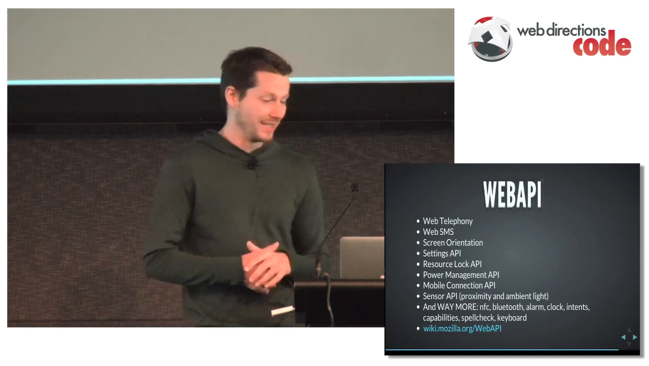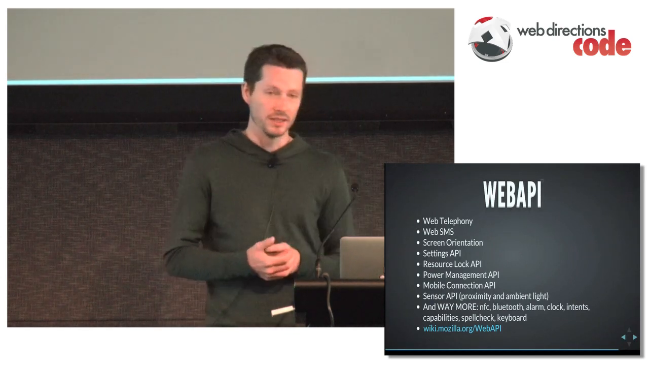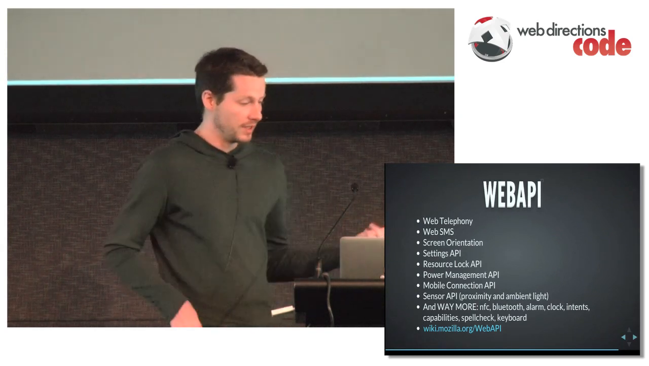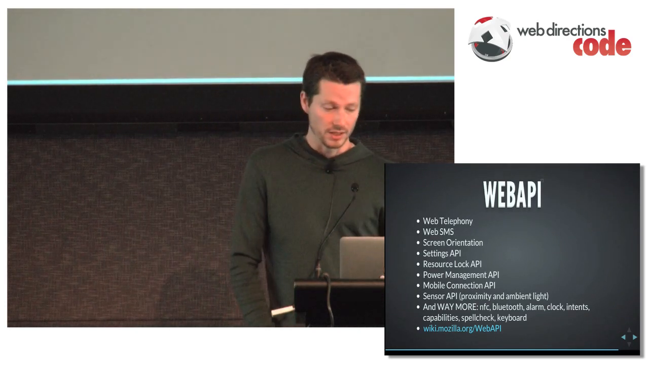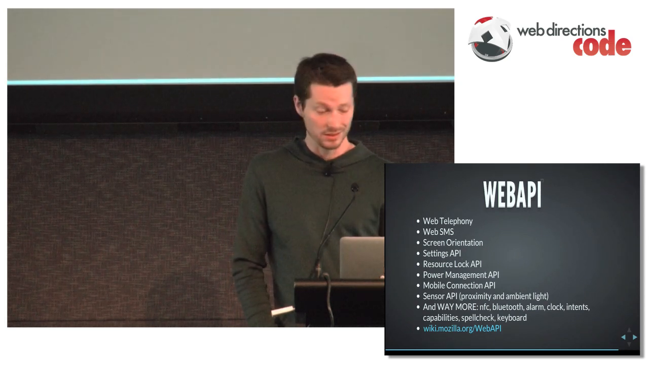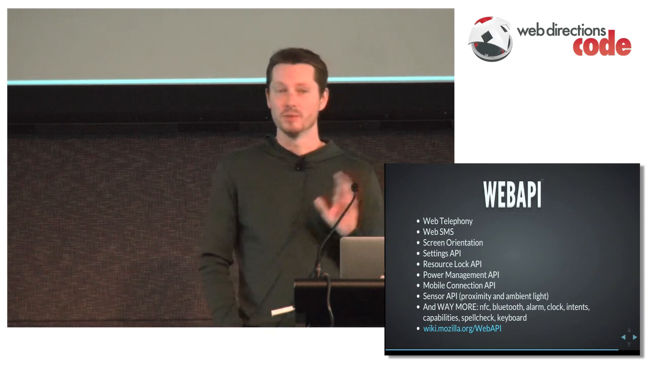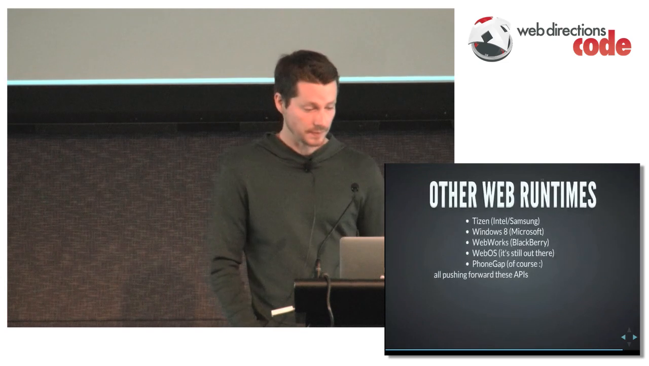So the web APIs that they have, if you go to wiki.mozilla.org/webapi, you'll actually be able to look into all of these things. They define things like telephony, SMS, orientation, settings API, the resource lock, power management, mobile connection, sensors, a whole bunch of ones, like proximity and ambient light sensors even. It's very, very cool. So things like NFC, Bluetooth, intents, you name it, they have pretty much an API defined for that. And it's super, super interesting.